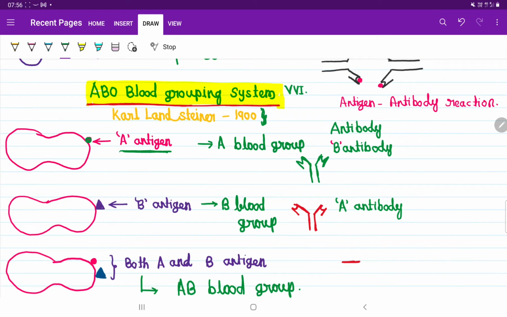Then they studied the plasma of the individuals. When they studied the plasma, they were completely shocked. They observed that nature has given antibodies against it also. Naturally, antibodies are present in our body. Those who have A antigen have B antibody. See, those who have A antigen have B antibodies.